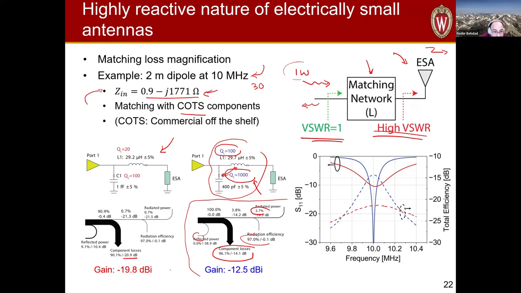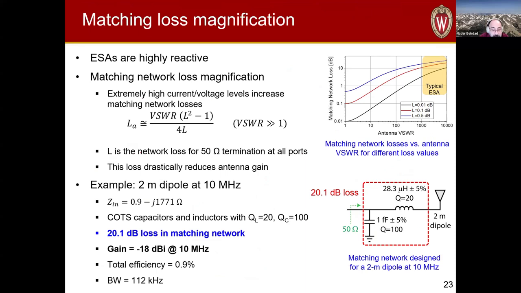I get very low gain values. So I get gain numbers that are in the order of minus 20 dB or minus 12 dB, and these are very, very low numbers. A significant part of this is coming from the losses in my impedance matching network. This is actually one of the reasons why typical HF antennas have very, very low gain, especially electrically small antennas on the lower end of the HF band at 3 megahertz or so.